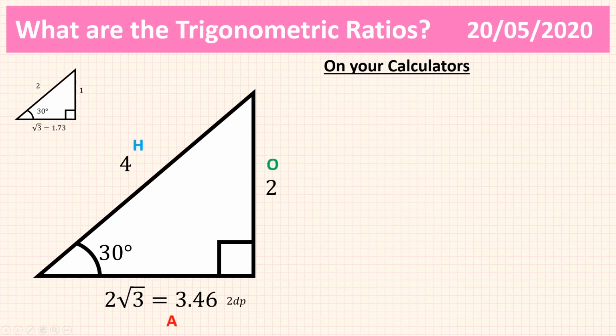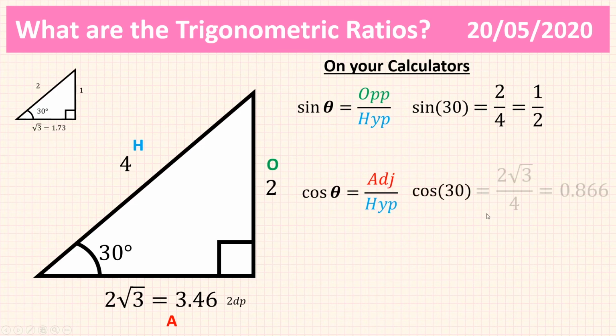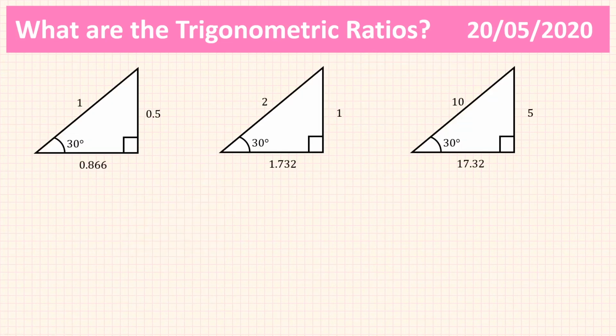So we label our triangle, and then we know that sine of the angle is opposite divided by the hypotenuse, which would be 2 divided by 4, which is a half. And then cos of an angle is the adjacent divided by the hypotenuse, which is cos of 30, which is still 0.866. And tan of our angle, which is opposite divided by the adjacent, is still 0.577. And we can see what happens if we change the size of our triangle. So let's have a look, right?